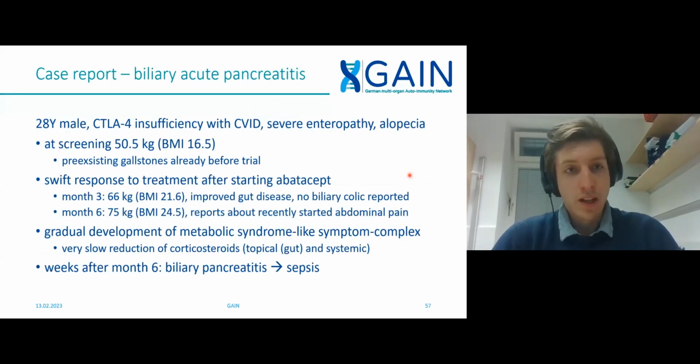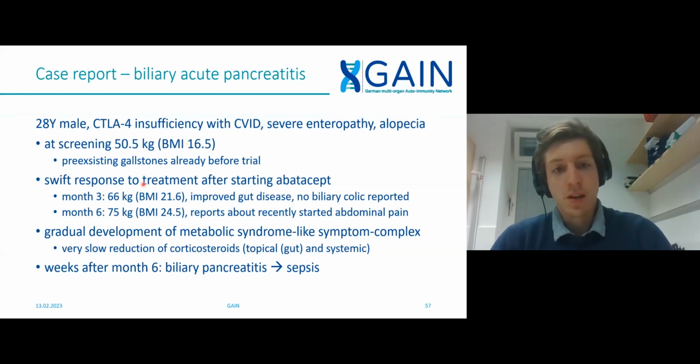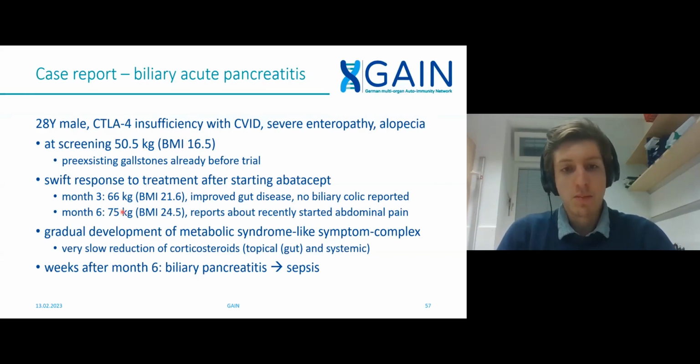The third and fourth case are combined together, and it's about biliary disease. The first one is a 28-year-old male patient with complicated CVID with severe enteropathy and alopecia, who presented with a severely low BMI at trial inclusion with pre-existing gallstones, and showed a really fast response to abatacept, gaining more than 20 kilograms of weight over 6 months.